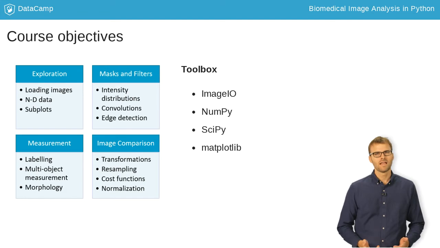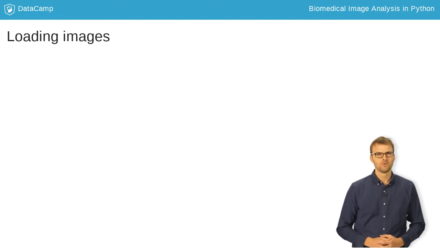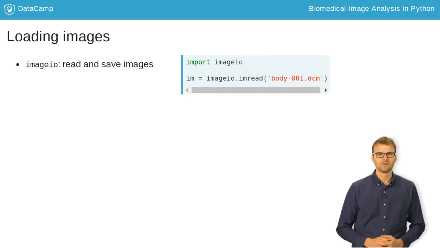Throughout, we'll rely on packages in Python's core scientific computing ecosystem, Imageio, NumPy, SciPy, and Matplotlib. Let's dive in. To warm up, let's load and plot a single image. We can read in images using the Imageio package. Its imread function will take a single file and load it as an image object.